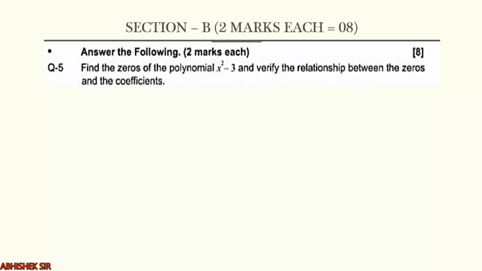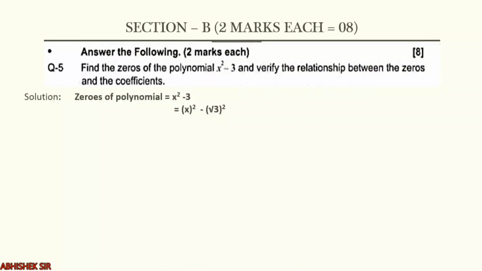Question number 5 says: find the zeros of the polynomial x square minus 3 and verify the relationship between zeros and the coefficients. So you see the equation very carefully. x square minus 3, the term containing x in between is not there. So to find the zeros of the polynomial x square minus 3, first of all let us use the difference of two squares method.